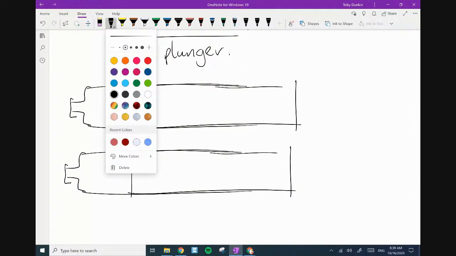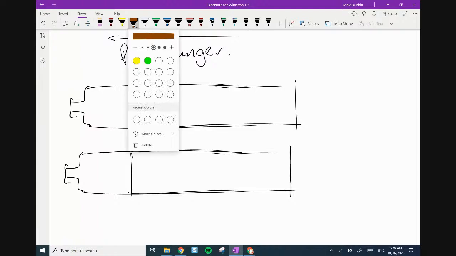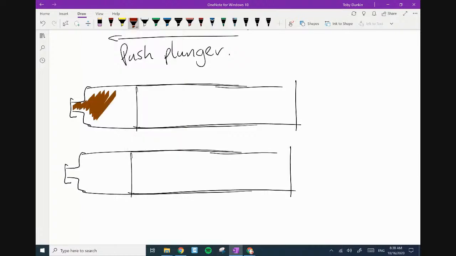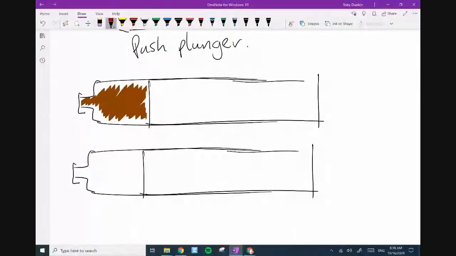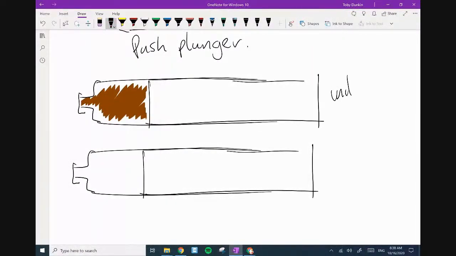Initially, you're going to see two observations. Initially, you're going to see it get darker. The reason it gets darker is because you've compressed it into a smaller area. You've taken a lightish brown gas and it gets much darker. This is the initial observation, and they love this at Edexcel.